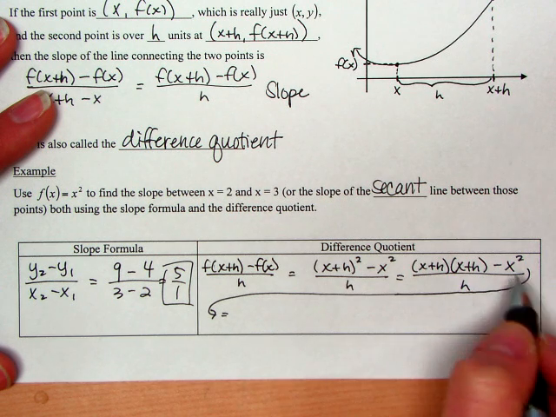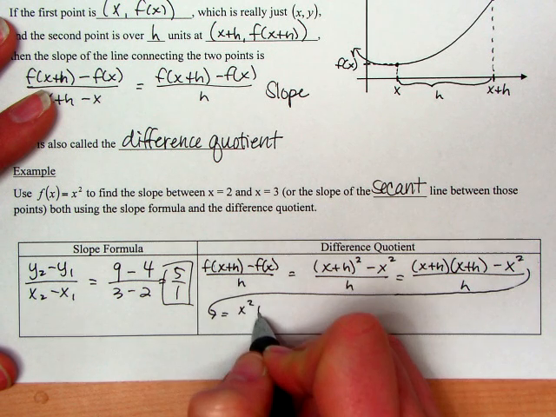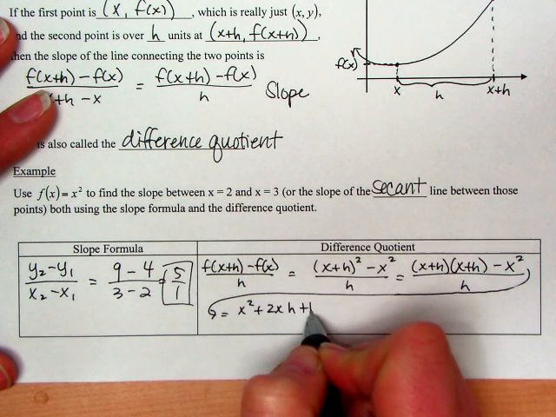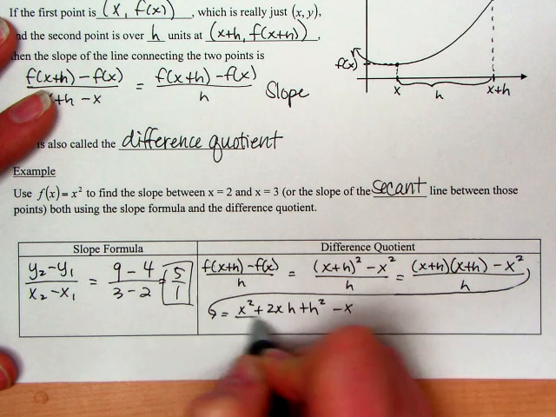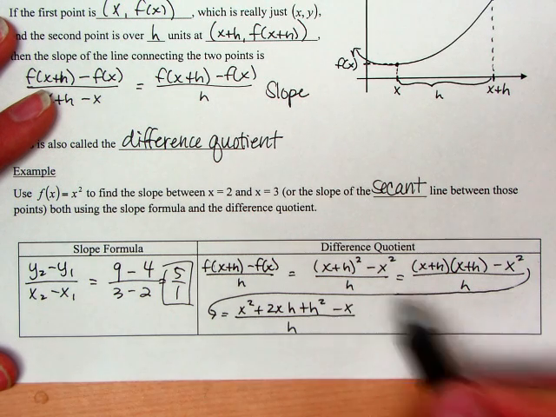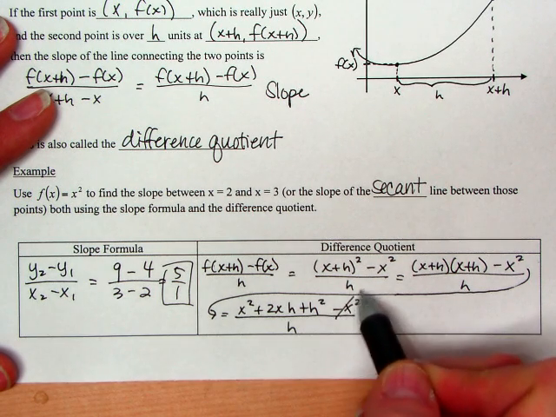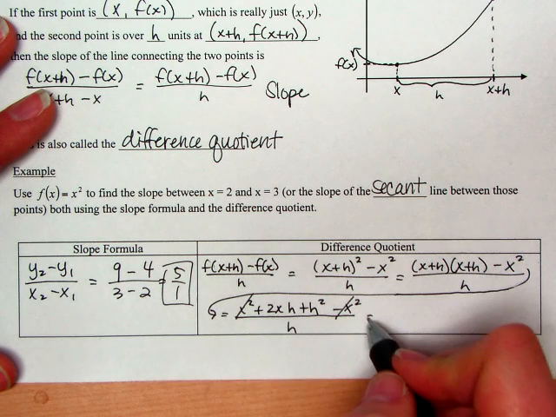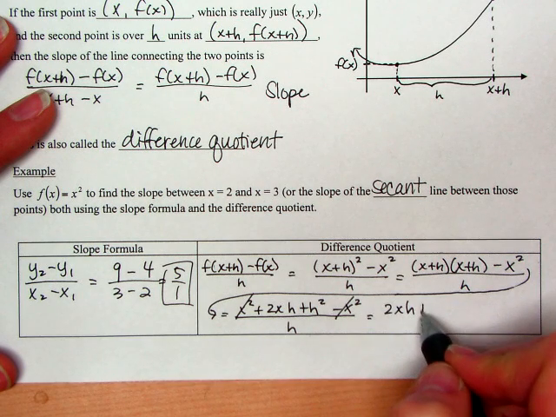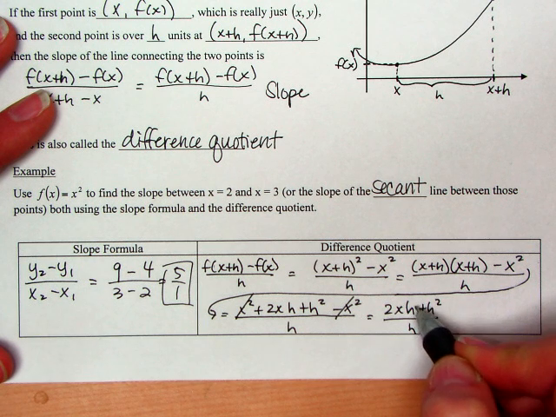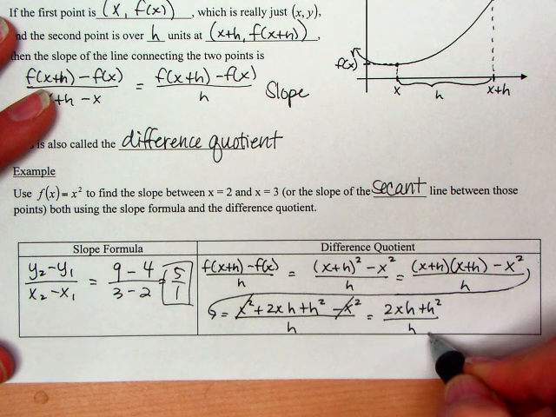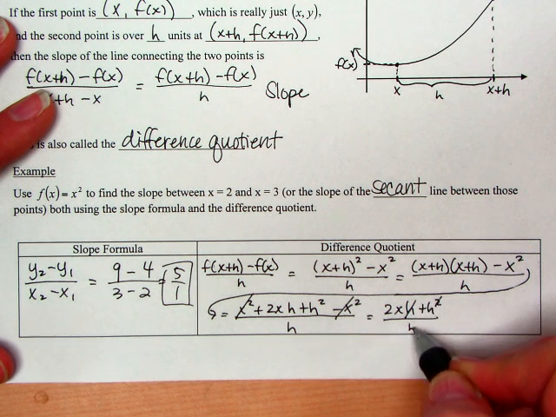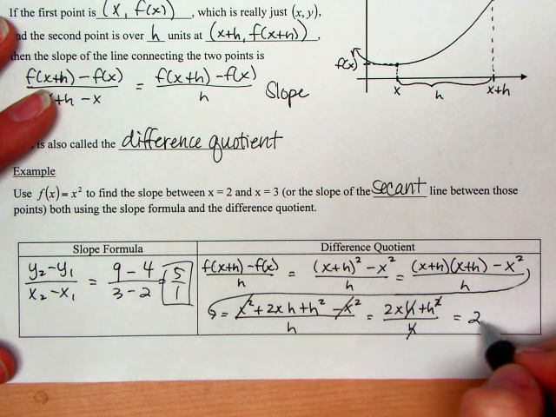Now I'm going to do some foiling. So I've got x squared plus 2xh plus h squared minus x squared. On the top, a couple of x squareds are going to cancel. So I end up with 2xh plus h squared. And every term has an h in common, which means I can take one h out of everything. So I'm going to get rid of that one, and that one. So I'm left with 2x plus h.